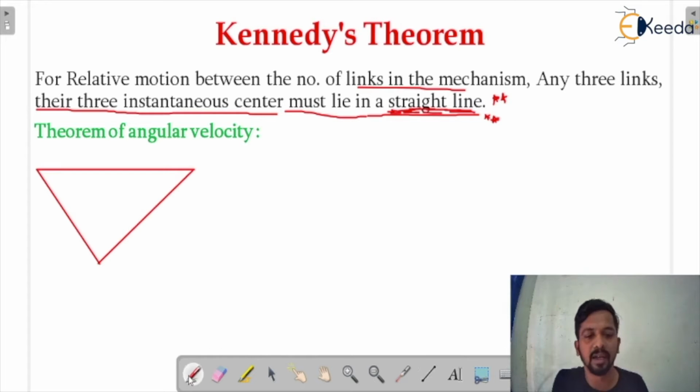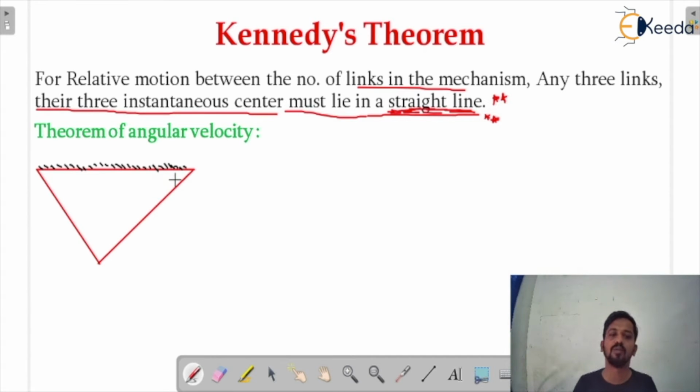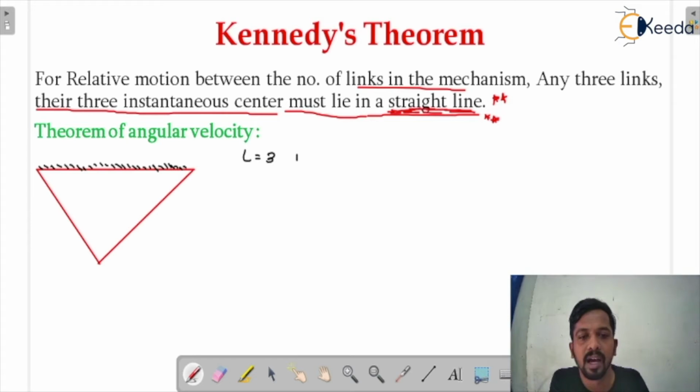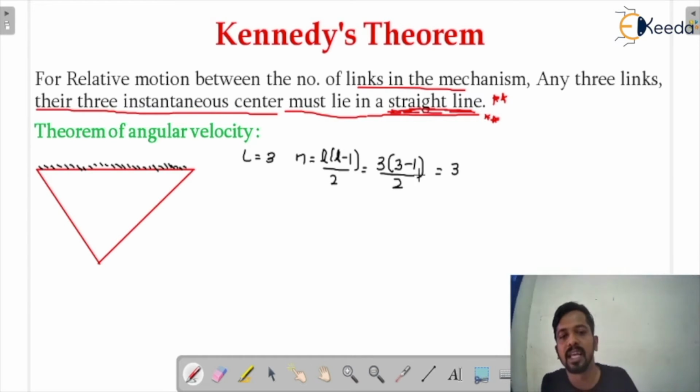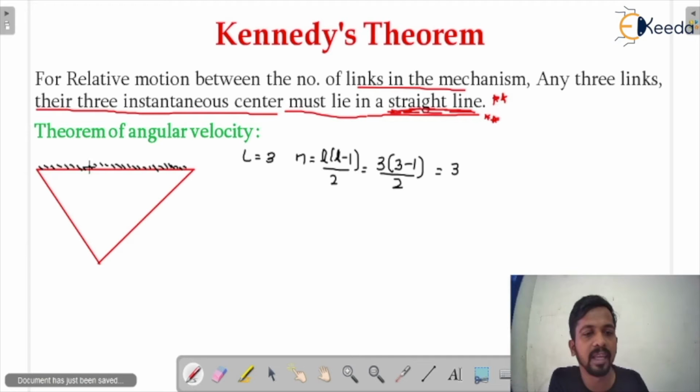Now this is a link, and this is a fixed link. How many links are there? Only 3 links are there. If I ask you to find the number of instantaneous centers, you must calculate it. If there are 3 links, we can calculate the number of instantaneous centers by using the formula L(L minus 1)/2. So that would be 3 multiplied by (3 minus 1)/2, that is 3. So there are 3 instantaneous centers in the mechanism when there are 3 links.